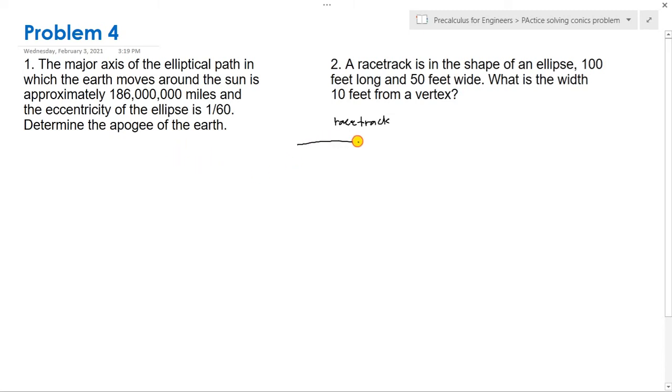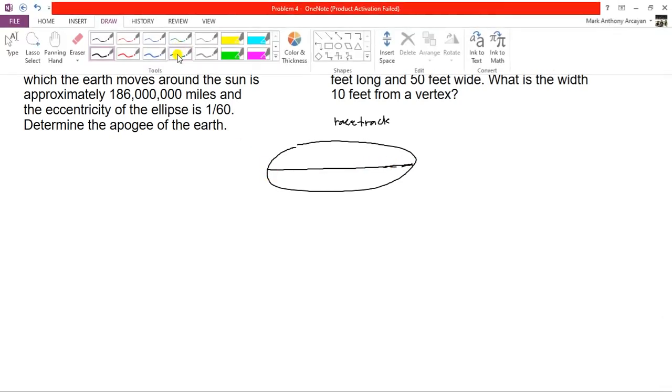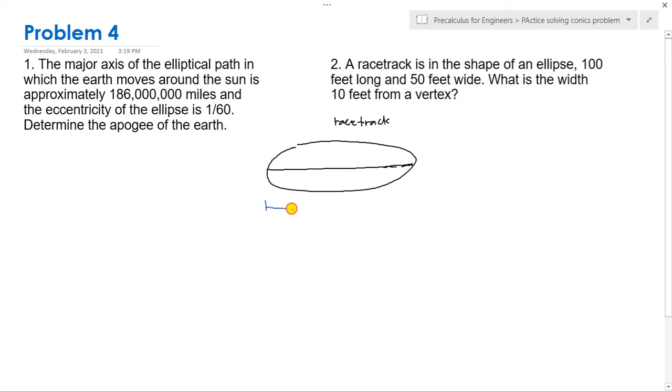Okay, its shape is an ellipse. So it says 100 feet long, which means that is the major axis. So it has a major axis that measures 100 feet in length. Okay, so 100 feet in length. And the next is 50 feet wide. So that is the minor axis. 50 feet wide.